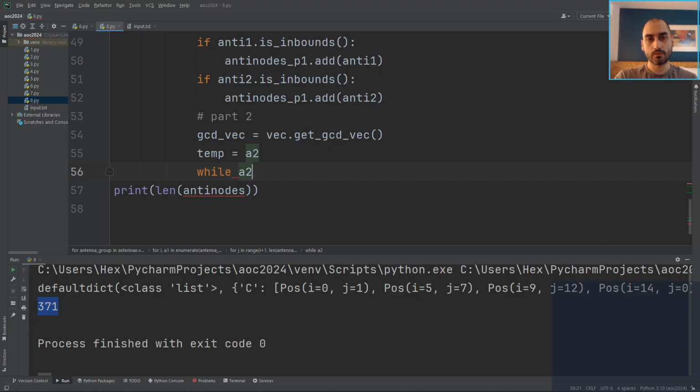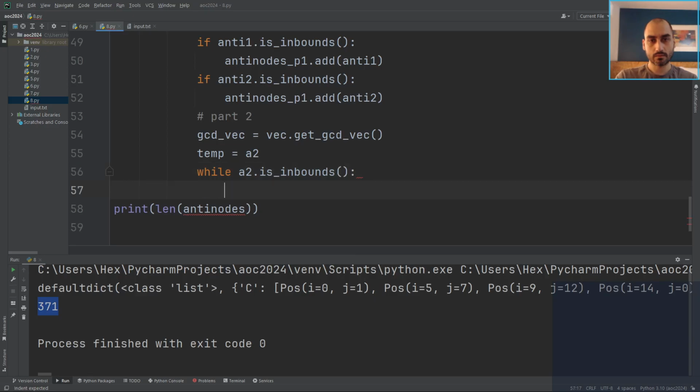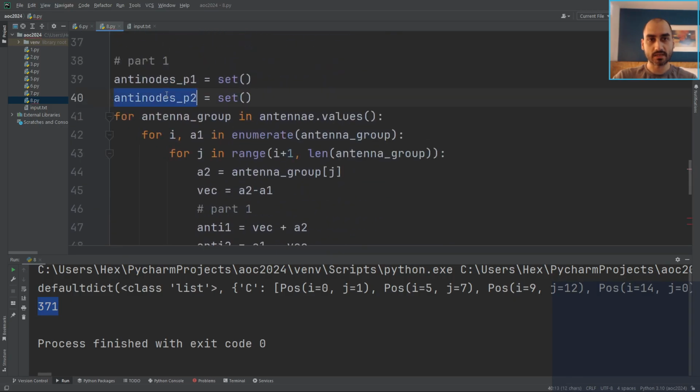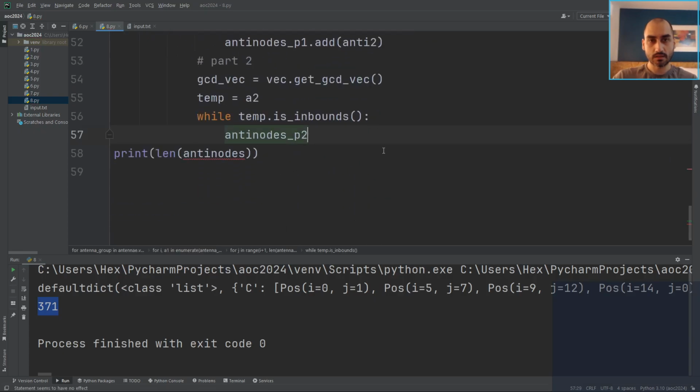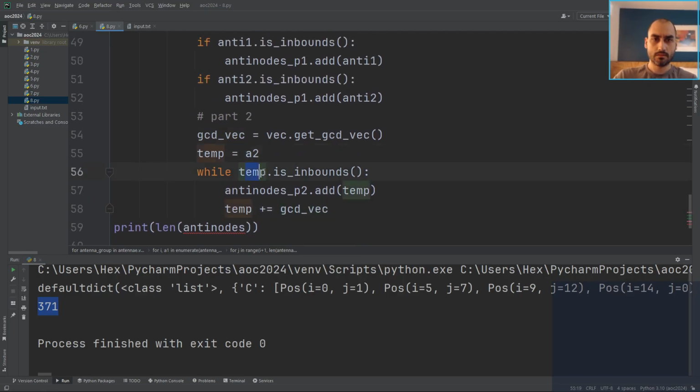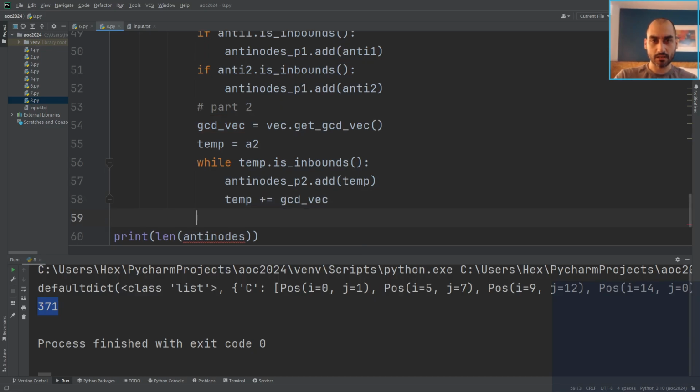While temp is in bounds, add it to antinodes P2 because that is valid. And then we want to say temp plus equal GCD vec. Just do that a bajillion times, and probably won't be that many.